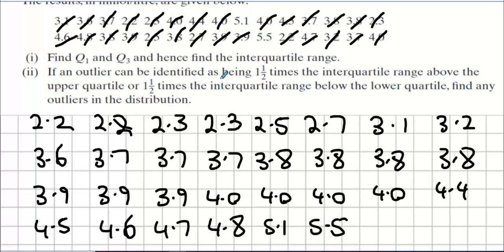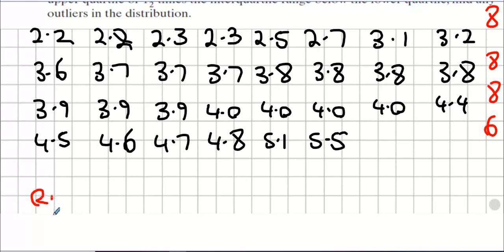Have to count. So I have 8 in the first one, 8 in the second one, 8 in the third one, and 6 in the fourth one. How many does that count up to? 30. Is that okay? 30? Now, find Q1 and Q3. Q1 means quarter. A quarter of 30. What's a quarter of 30?